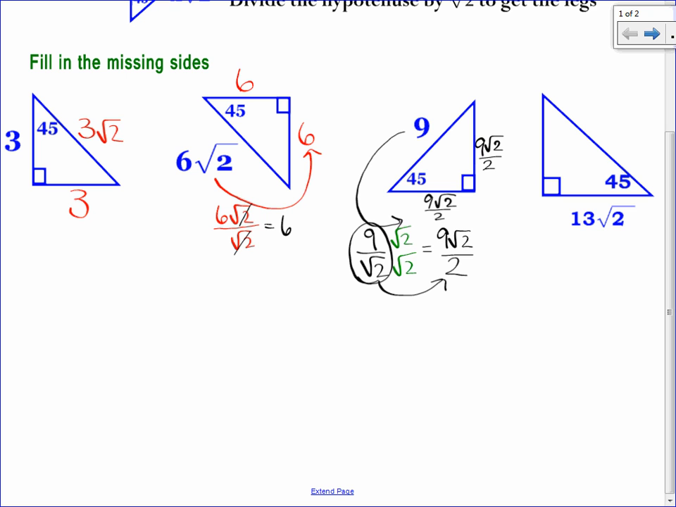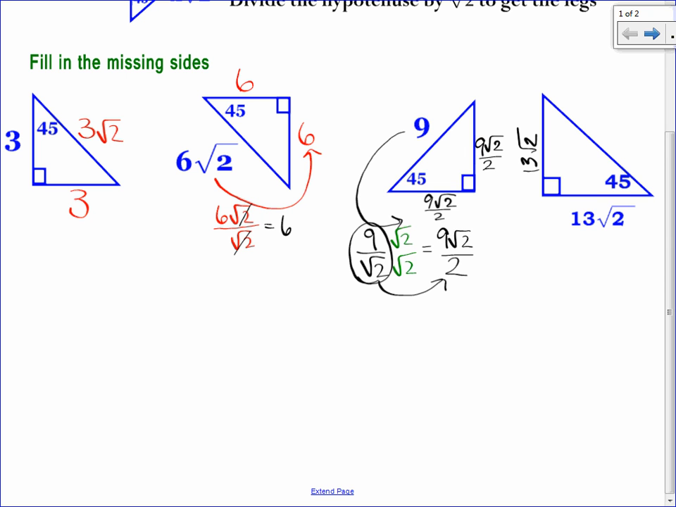Okay, on this last one here for a 45, 45, 90, how long is this vertical side on the left? Yep, it has to match the other leg. So this one's also 13 square root of 2.